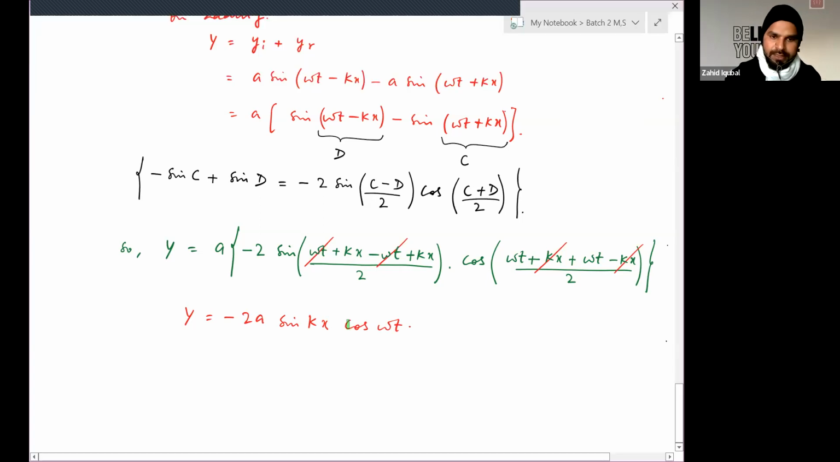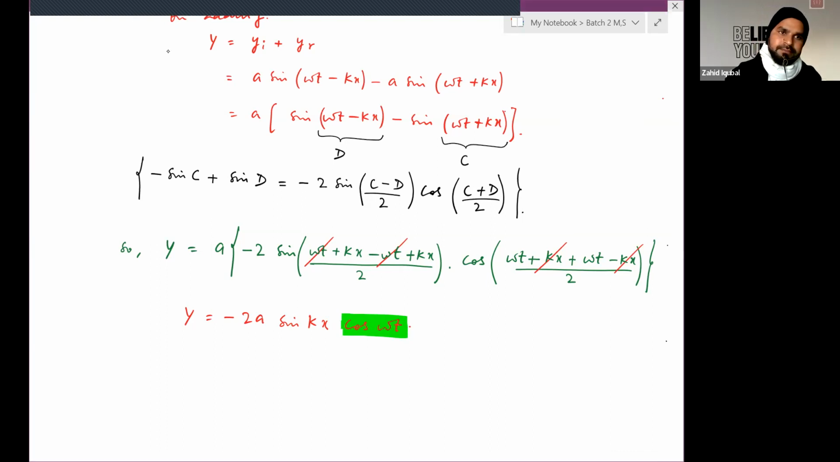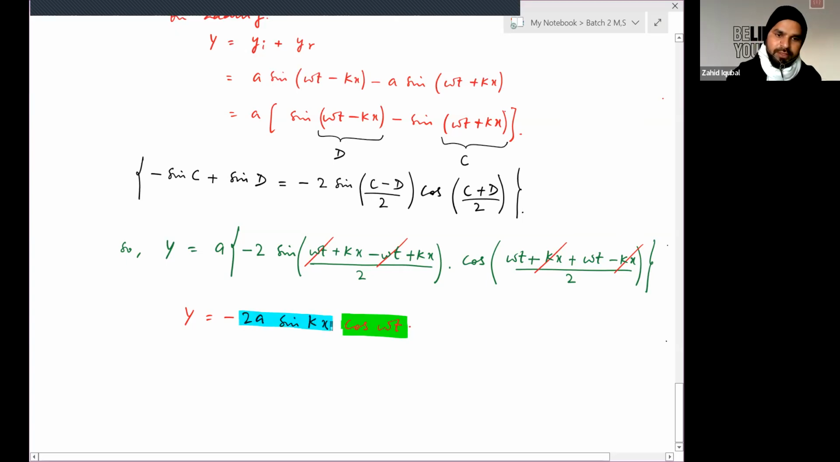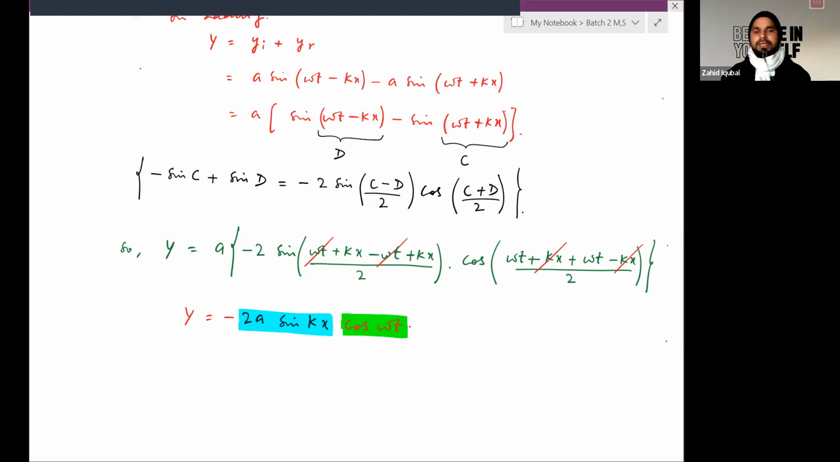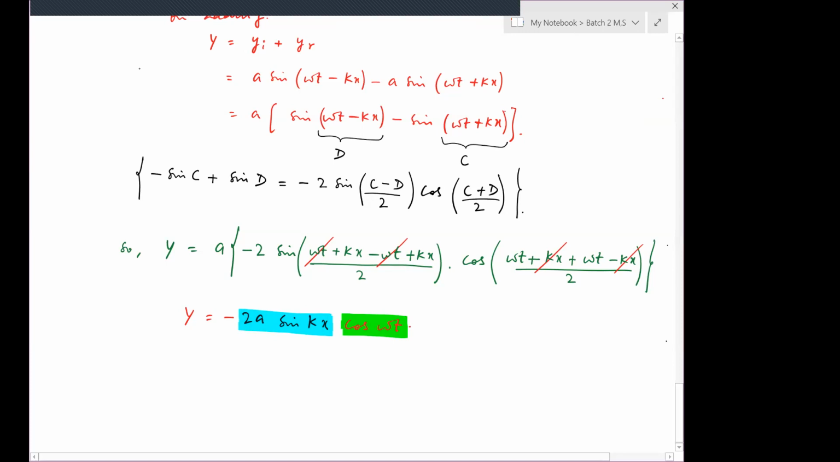Now from this, we can see we have two different segments. One is time dependent, and one is x dependent. If an equation has x-dependent and time-dependent parts separately written, that defines the equation of a standing wave; it will never be a traveling wave. Is it clear? Yes, sir.